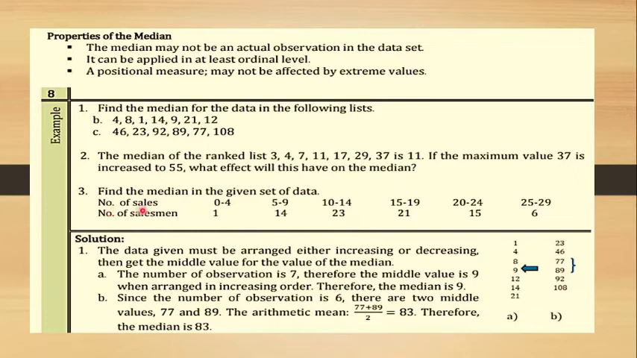So, in example number 3, find the median in the given set of data. Number of sales: 0 to 4, and the number of salesmen is 1. Number of sales 5 to 9, and the number of salesmen is 14. 10 to 14 is 23, 15 to 19 is 21, 20 to 24 is 15, and 25 to 29 is 6. So, solution.